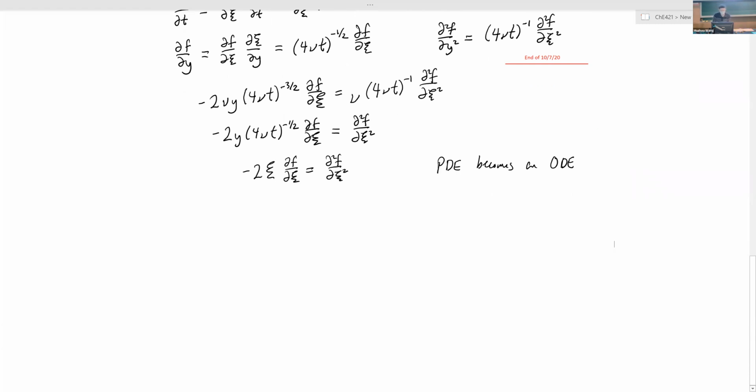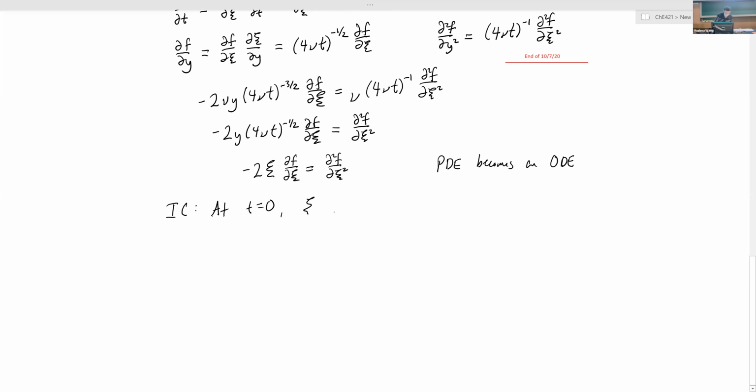For any sort of transformations that we do, we also have to consider the boundary conditions. So let's go ahead and look at the boundary conditions. The initial condition, let me write that down again. That was that at t equals 0, we have that f equals 0.